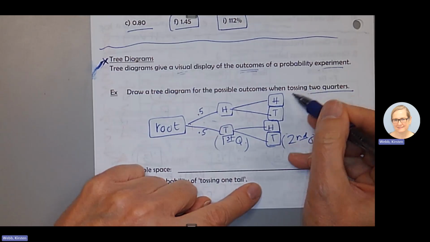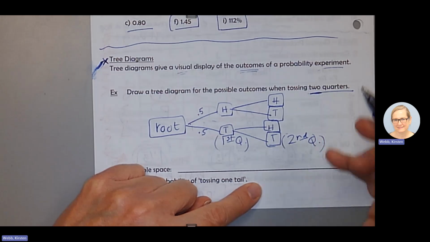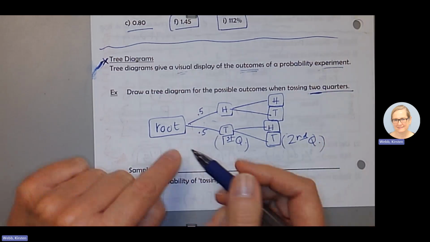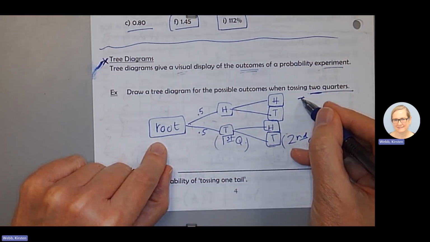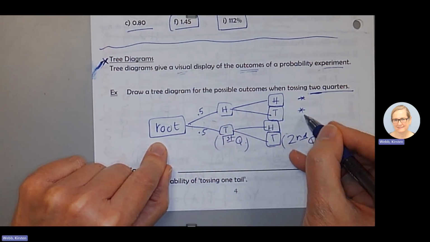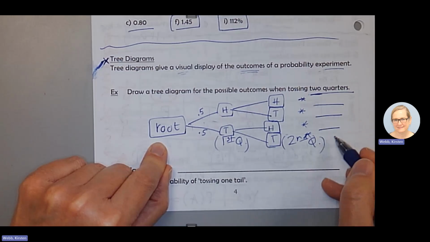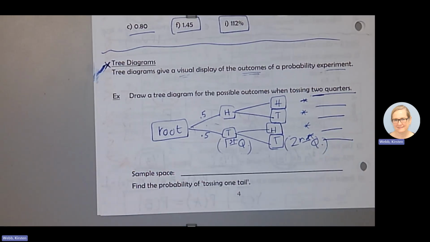If there was a third quarter, we'd branch off again, or a fourth quarter, but we always said 2 quarters, so that's where we're going to stop. And let's think about each endpoint. So there's one endpoint, here's one, here's one, here's one. Those 4 endpoints will help me determine my entire sample space.